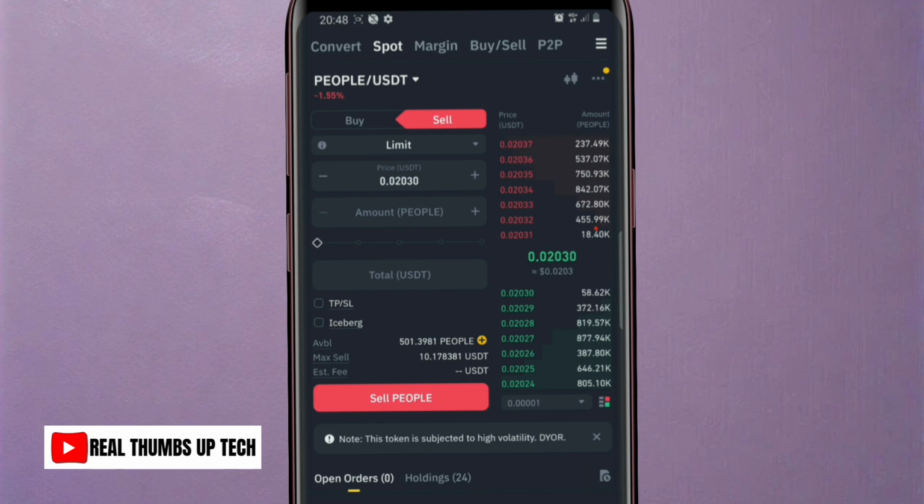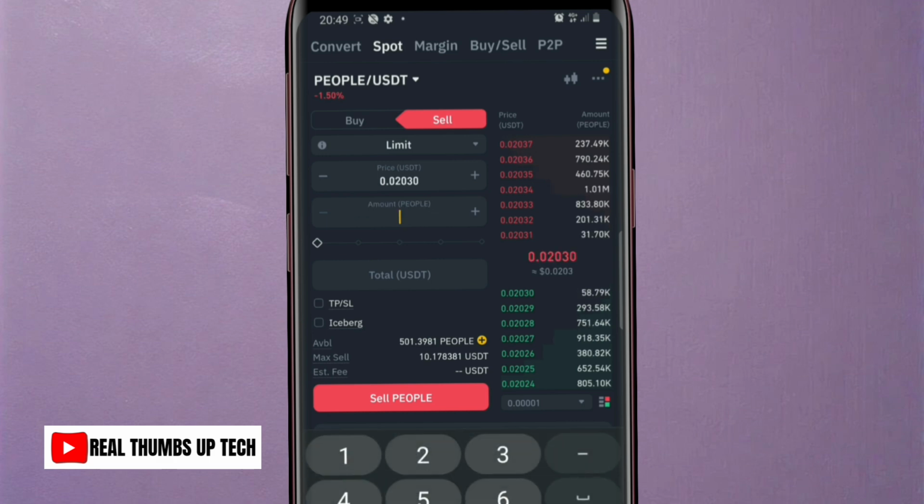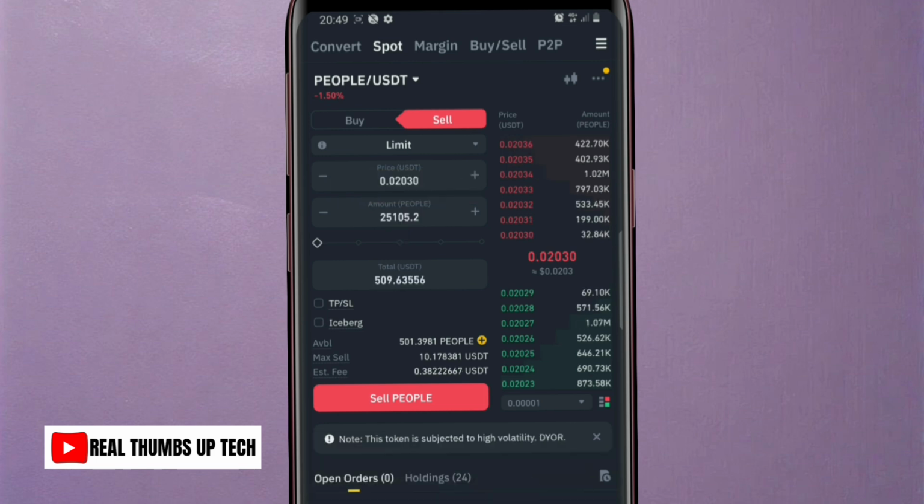So we are going to use the current market price here. All right, and we are actually using the limit order. So you now come over here that says amount of people coins that we're working with. You paste it here. And I can see that we'll be getting around 509.63556 USDT. So if they remove all their charges using the limit order, we'll be getting around, let me just say, 508 USDT back. That means 8 USDT profit for this trade.